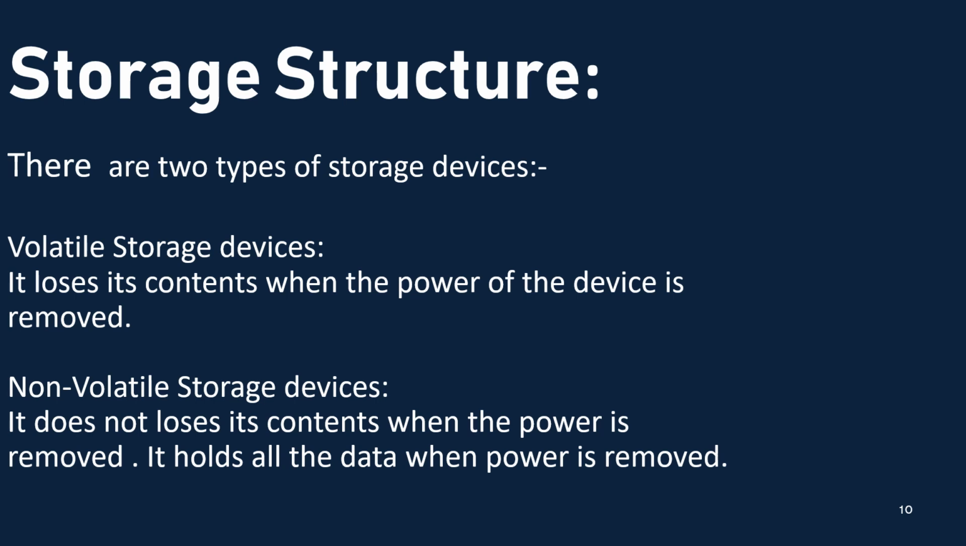There are two types of storage devices. The first one is a volatile storage device. It loses its contents when the power of the device is removed. And the second one is a non-volatile storage device. It does not lose its contents when the power is removed. It holds all the data when power is removed. Secondary storage is used as an extension of main memory. Secondary storage devices can hold the data permanently.